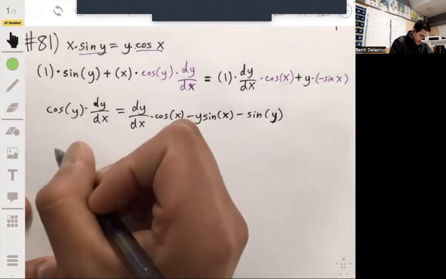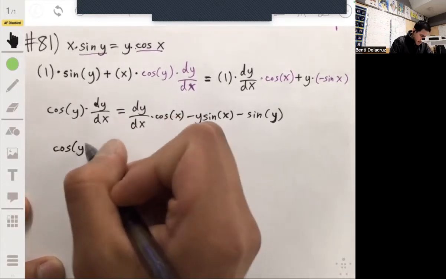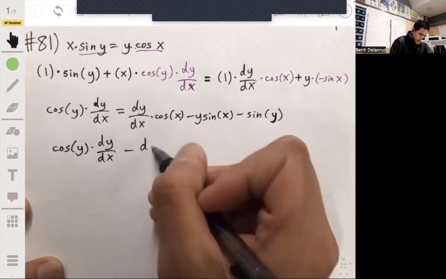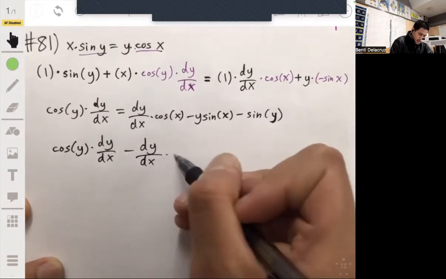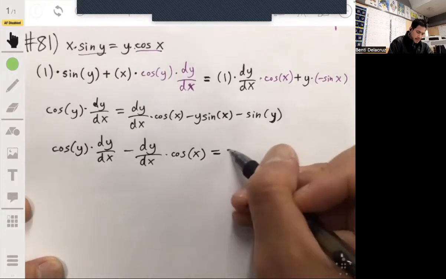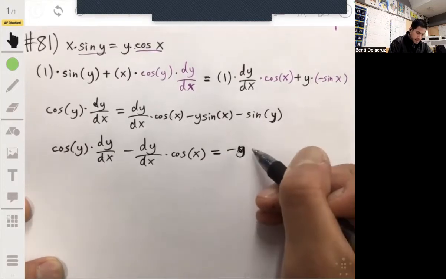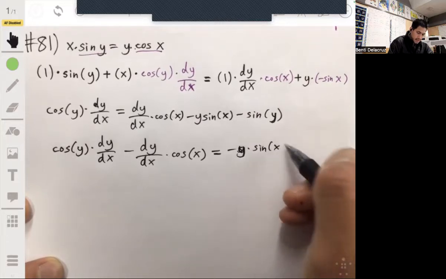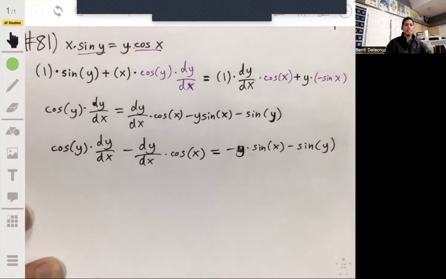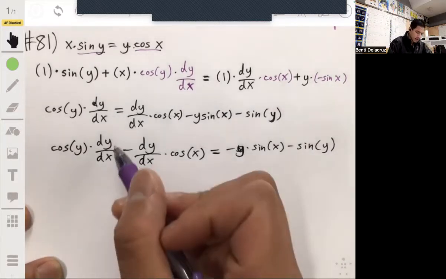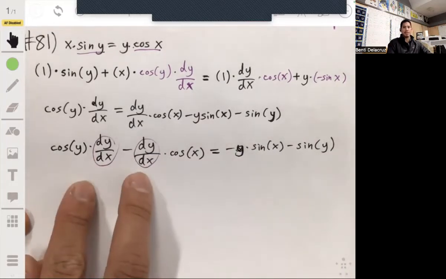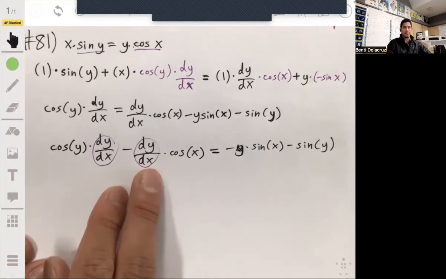So then I'm going to have the cosine of y times dy over dx minus dy over dx times the cosine of x. That'll be equal to the negative y times the sine of x minus the sine of y. And then see here, I have a dy over dx here and a dy over dx here. So I'm going to factor this out, as if it's just a variable. So treat it like a variable.